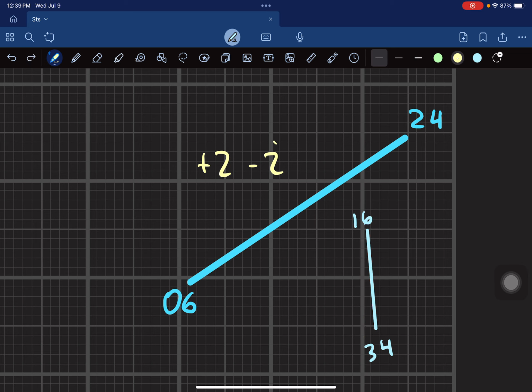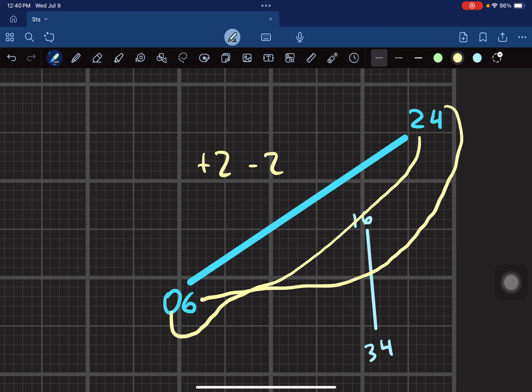Or the opposite way around with the -2 first. 3 - 2, 1. 4 + 2, 6. If you subtract one, you add the other. So first subtract, then add. 2 - 2, 0. 4 + 2, 6.